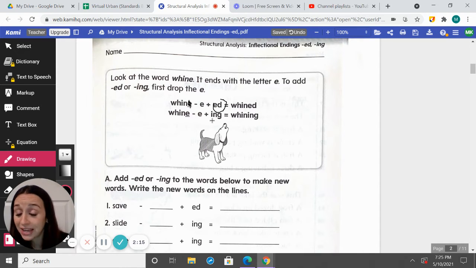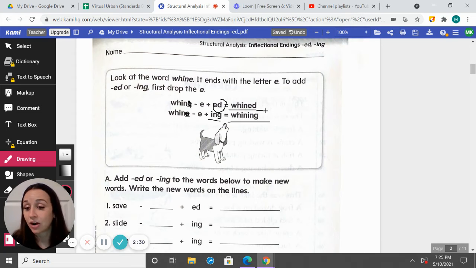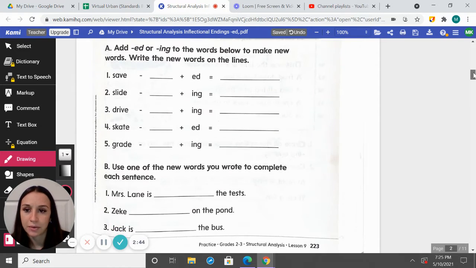Now, same thing with ing. Whine, drop that E, get rid of it, plus that ing. So whining. So whenever we have that silent E at the end of our words, that's when we do this rule. So whenever we have that silent E, we drop it, add ed or add ing, depending on if you're talking about the past or talking about right now. So we're going to give this a try.